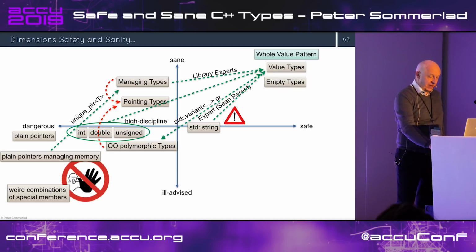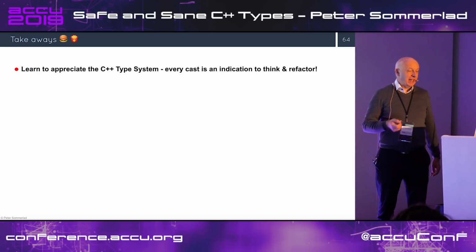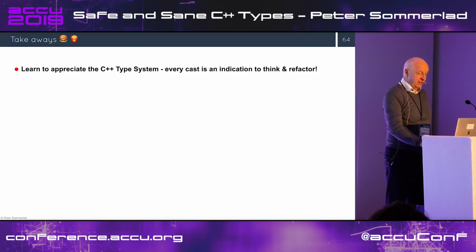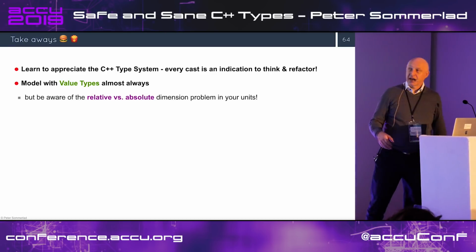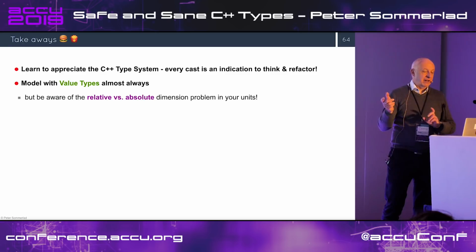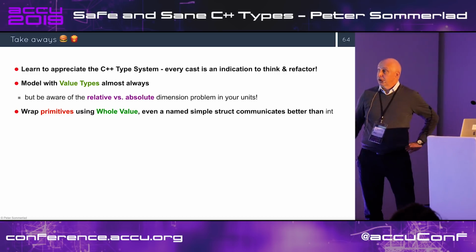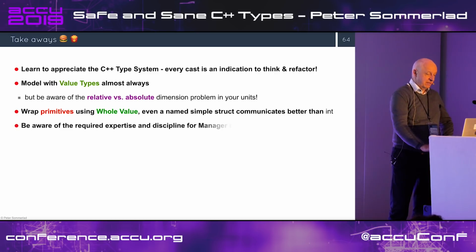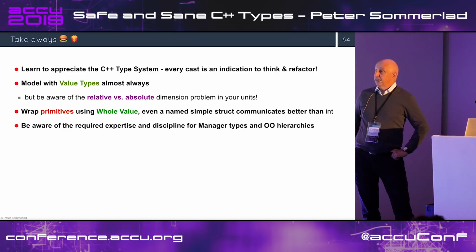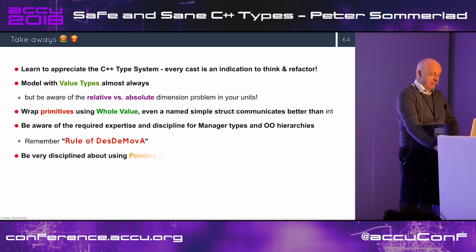That's the whole map, and we are running out. What are the takeaways? Learn to appreciate the C++ type system. Every cast is an indication to think and refactor. Model with value types almost always. It's a little like almost always auto. But be aware, if you do model value types, of the affine space between relative and absolute dimensions. Read Primitives Using Whole Value, read it up, 25 years ago almost. Be aware of the required expertise and discipline for manager types and creating OO hierarchies. Remember the rule of Desdemova.